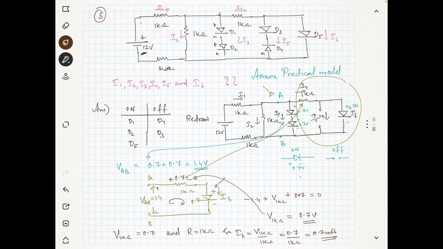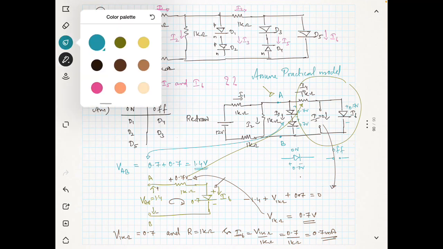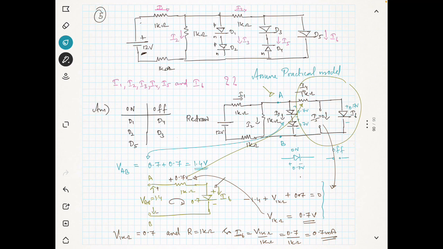So we got I6 as 0.7 milliampere. Similarly, we know that the diodes D3 and D4 are in off state, so we can see here that I5 is equal to 0 ampere. This we have already seen. So this part of the circuit is solved.